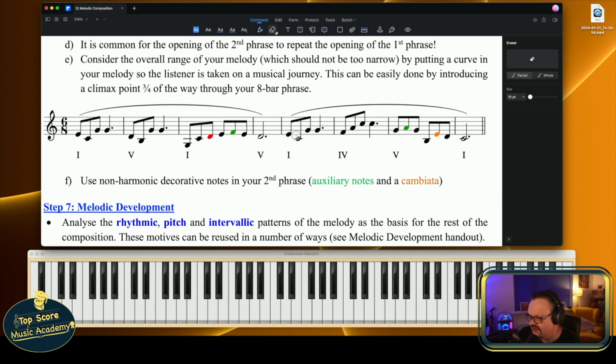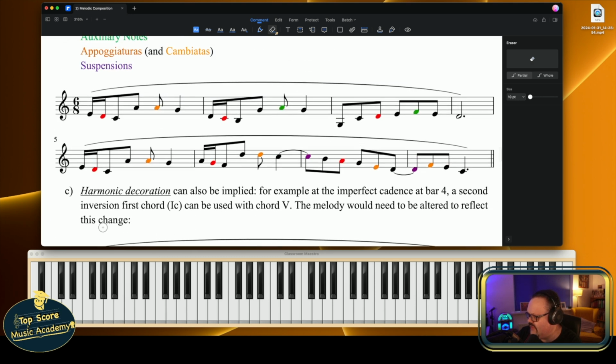Here they're related harmonically, rhythmically, and even melodically, in that I am using bar 1 again at the start of the second phrase. Even maybe a little harmonic decoration can also be implied.